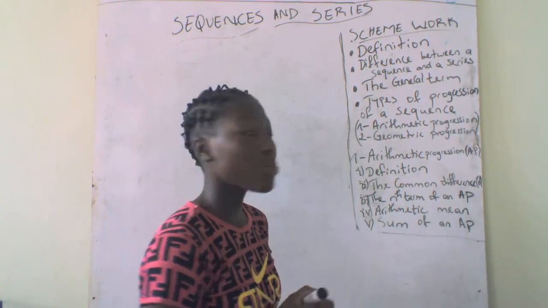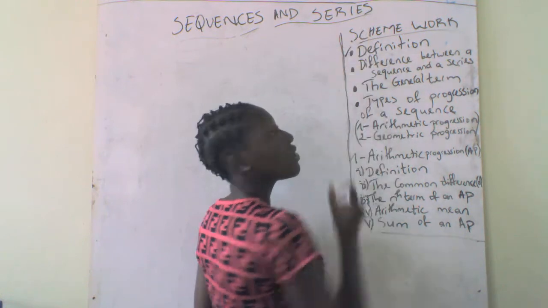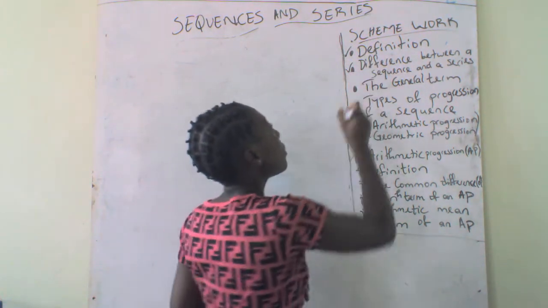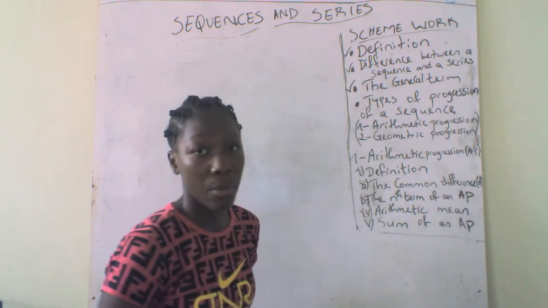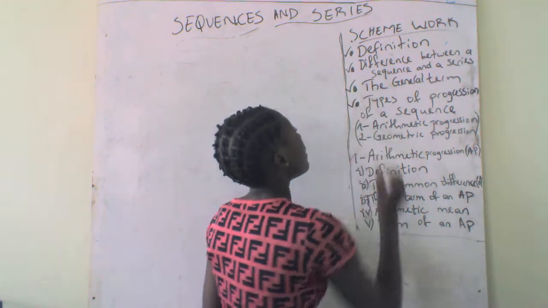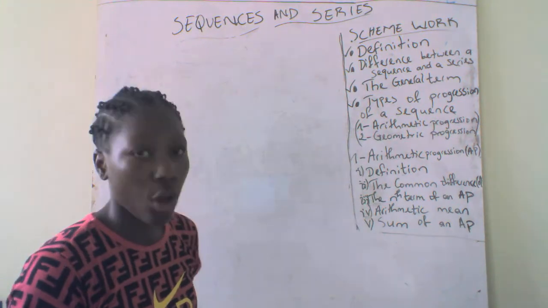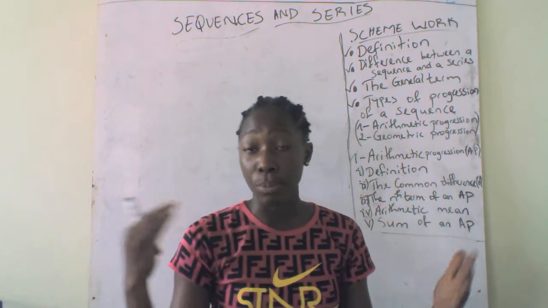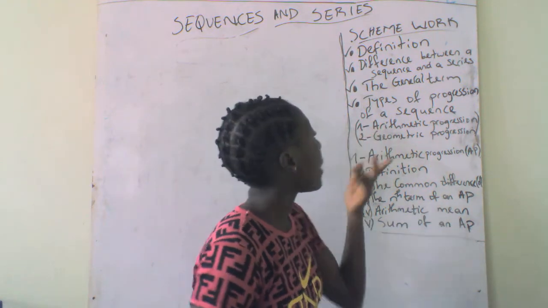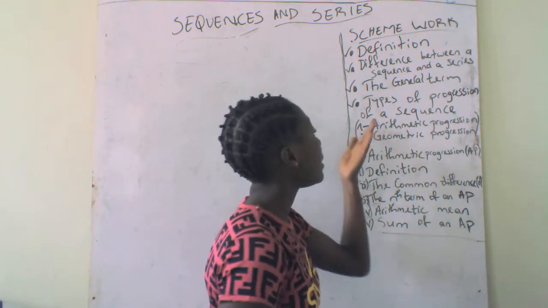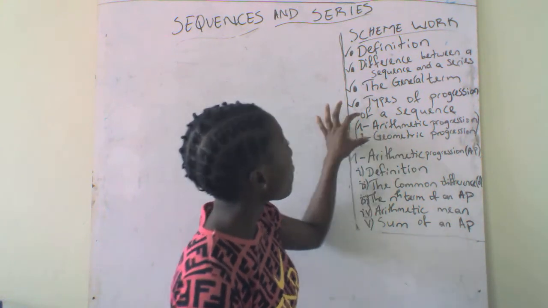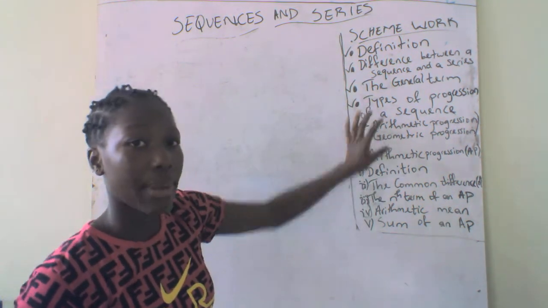Okay, so now that we know our definition, we know the difference between a sequence and a series, and we know about the general term, now let's look at the types of progression of a sequence. A sequence can be in many types of progression. It can be in an arithmetic progression, it can be in a geometric progression. There are other types, but we are focusing on these two types.